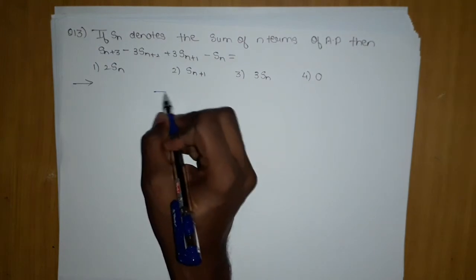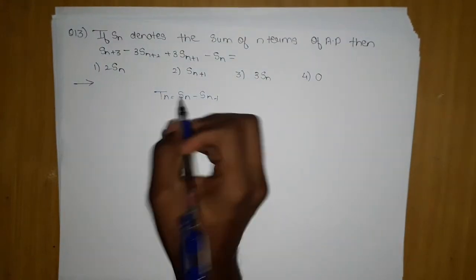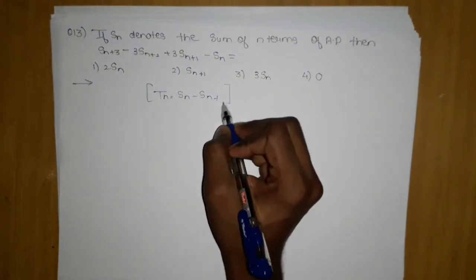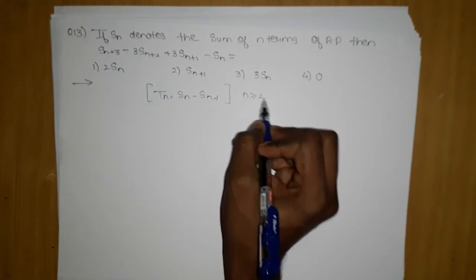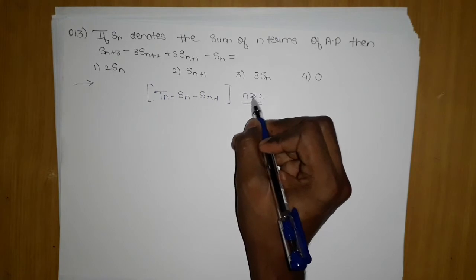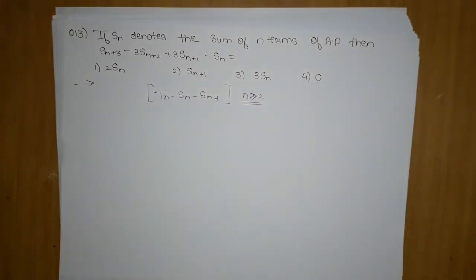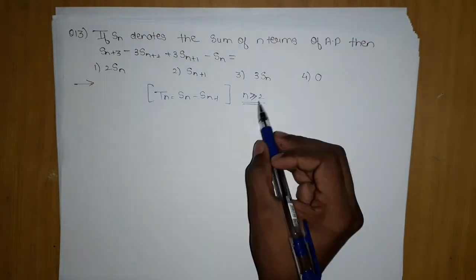First you should know that Tn is equal to Sn minus S(n minus 1). All people know this, and it is valid for n greater than or equal to 2, which only a few know. This is very important. In upcoming lectures, after we are done with algebra, we will discuss sequence and series again, and then discuss some more things related to this.